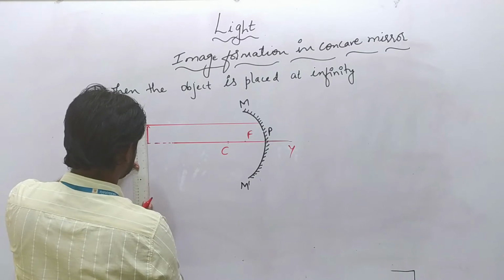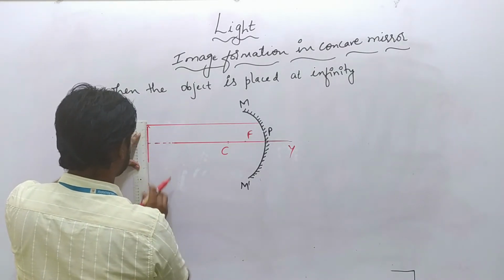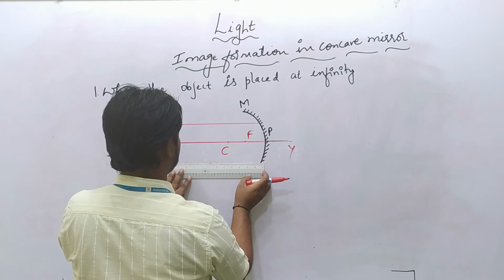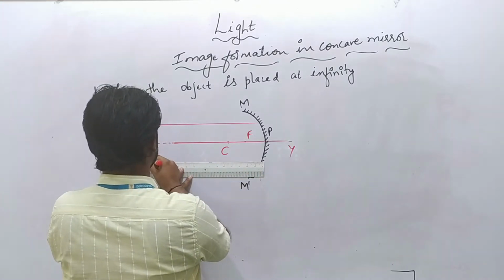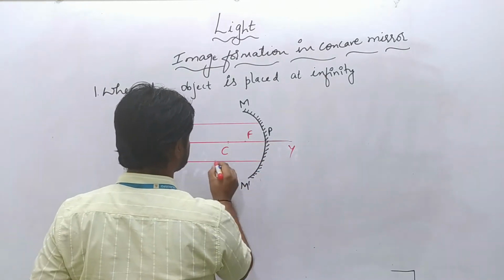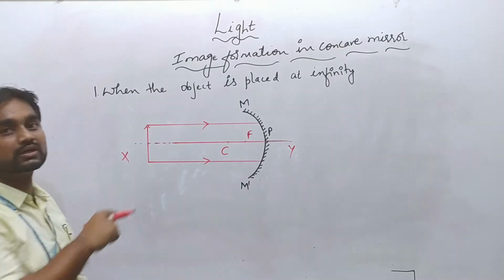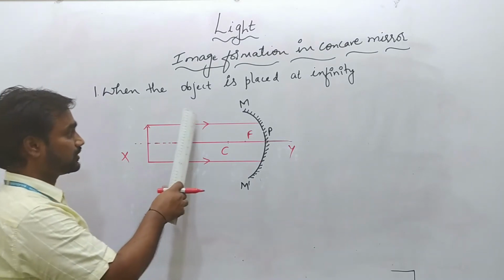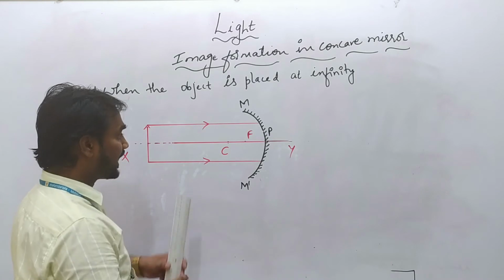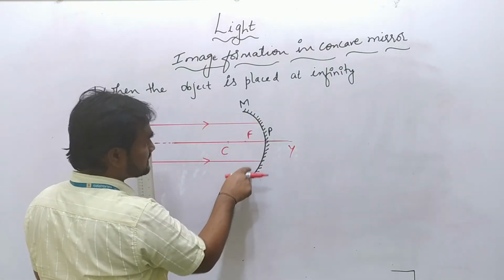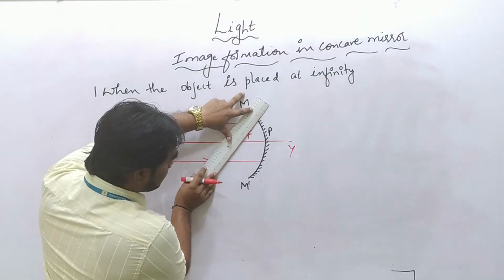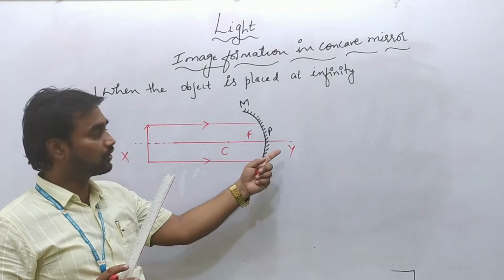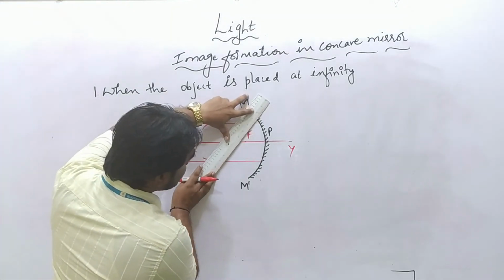I'll draw one more from here also, a parallel line, an incident ray which is parallel to the principal axis. The arrow mark towards the concave mirror indicates that it is an incident ray. These two are the incident parallel beam of light. After reflection, as and when this incident ray hits the reflecting surface of the concave mirror, it is reflected back. We know the first rule: if the incident ray is parallel to the principal axis, then the reflected ray must pass through the principal focus.